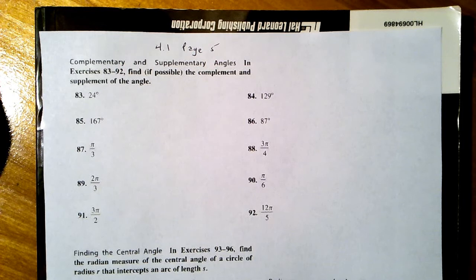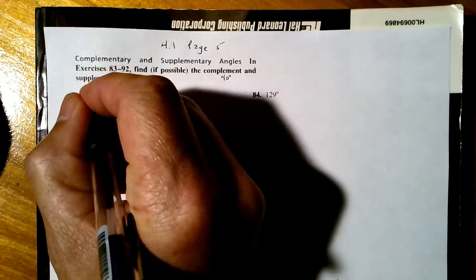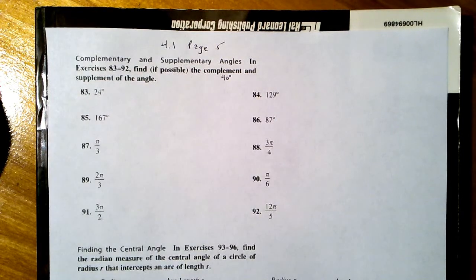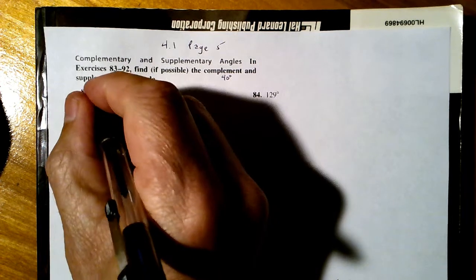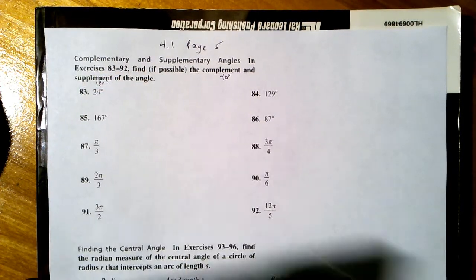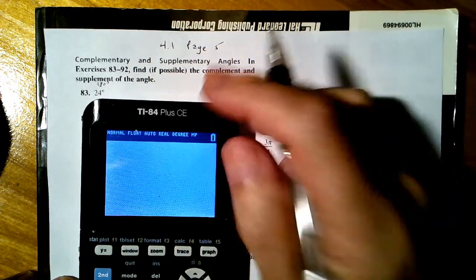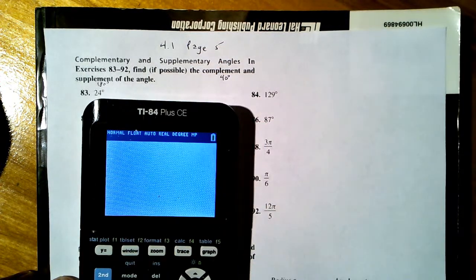Complementary angles is the small. It deals with the smaller angles. It takes two acute angles to be complements of one another. So complementary angles add up to 90 degrees. Supplementary, a supplemental vitamin gives you more than what you might need. 180 degrees they add up to. So when these are degrees, it is this simple. So we're going to answer complement first.